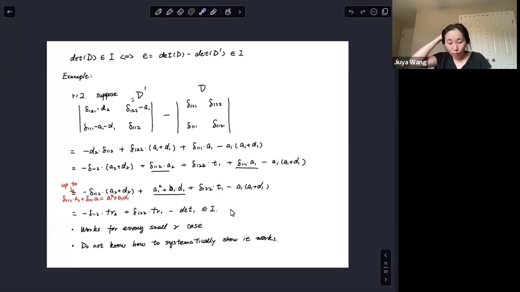So what we can see from these small degree calculations is that we have some good news and some bad news. The good news is it always works, for every small R case that we did by hand computation. The bad news is we do not know how to systematically organize the calculation to know that it must work in every case for arbitrary R.